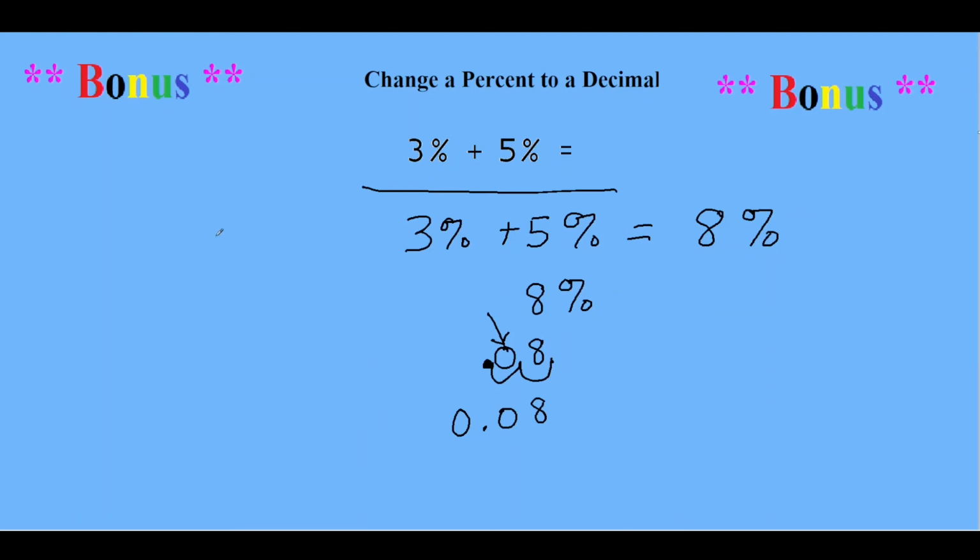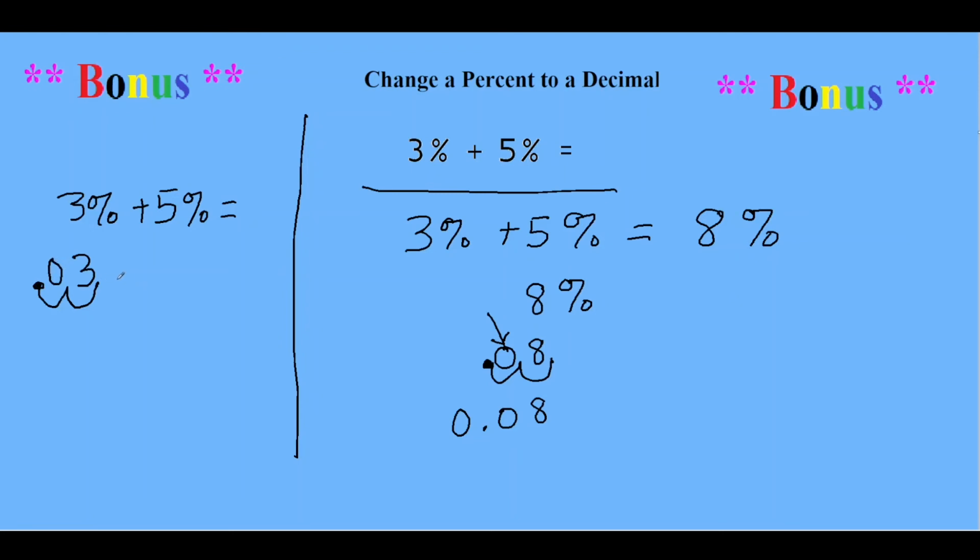Now, I mentioned there was another way to do it. So what I could do, we'll do it over here. So I have 3% plus 5% equals, we don't know. Well, we know because we just did it. But what you could do is you can convert the 3 into a decimal. So we write the 3 right over here. Our decimal point's here. We move it over 1, 2 spots. We put our decimal point. A 0 would go here, just like in the other example.